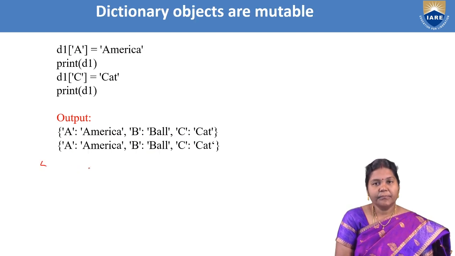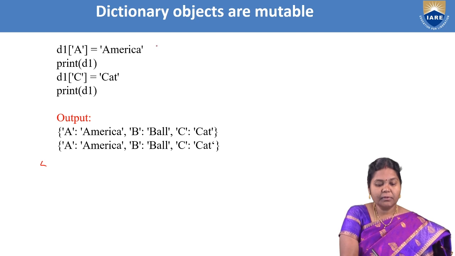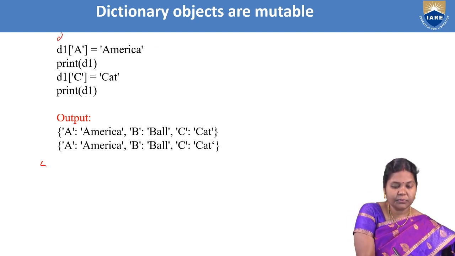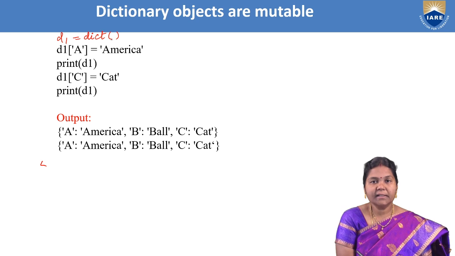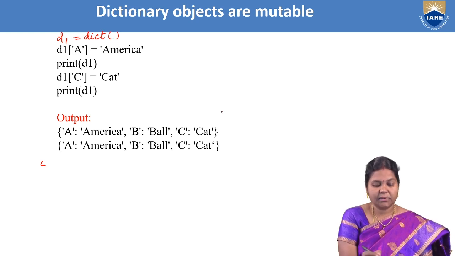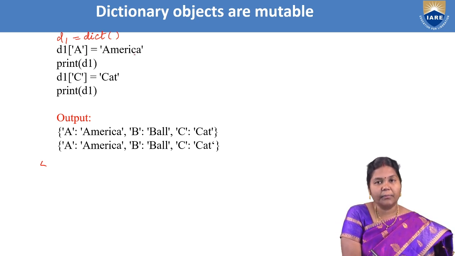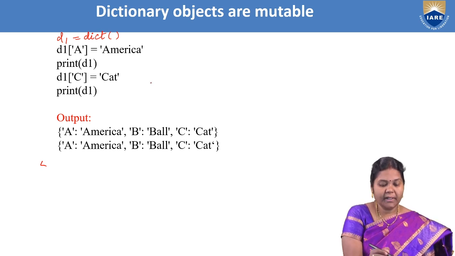Next, see that dictionary objects are mutable in nature. How to check this property? Let us see an example. D1 is the dictionary we have created already. For example, D1 is equal to an empty dictionary. After creating this dictionary, let us add some key value pairs. D1 of A is equal to America. A is the key and America is the value. Now, print the dictionary.